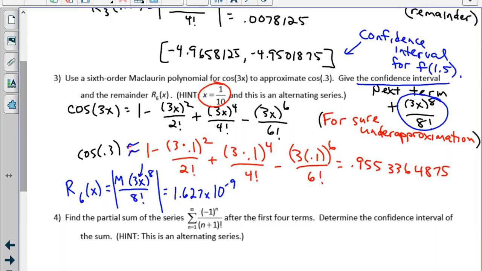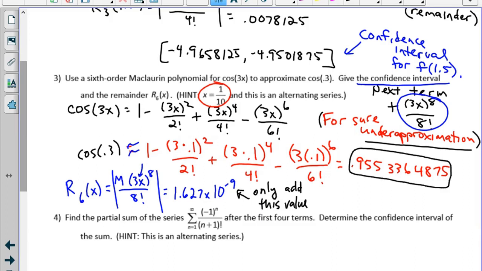So if I'm writing a confidence interval, since this approximation is definitely an under approximation, that means I only add this value. So since this is an under approximation, this is the lower bound on my confidence interval.